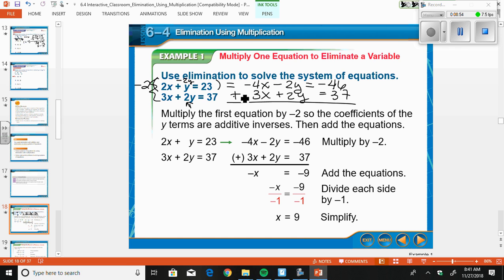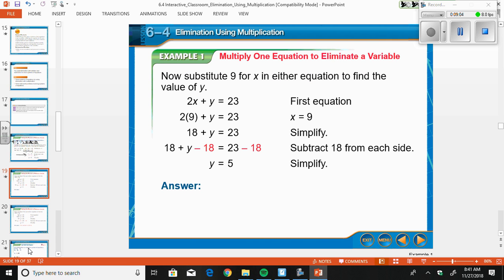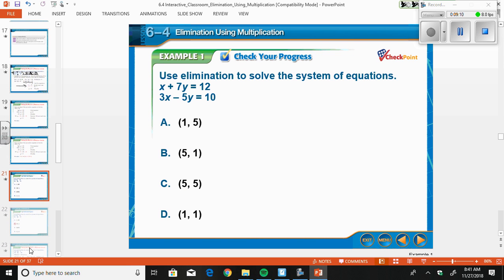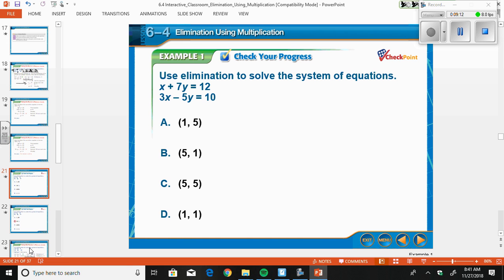Now when I add these two together, my 2y's cancel out, and I can do exactly what I have been doing, which is find my x of 9, plug that back in, and we get a y of 5. So the solution is 9 and 5. Let's try one. What do I want to get rid of?